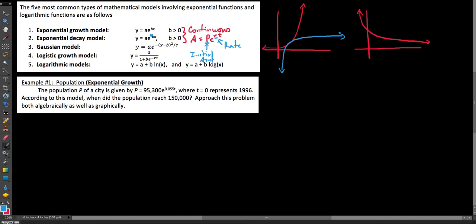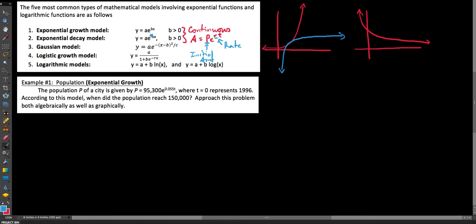So let's go ahead and take a look at our first one here, which is going to involve these continuous growth models, which will be really the meat and potatoes of what we do mostly. It says the population P of a city is given by P equals 95,300 e to the 0.055t, where t equals 0 represents 1996. According to this model, when did the population reach 150,000 people?